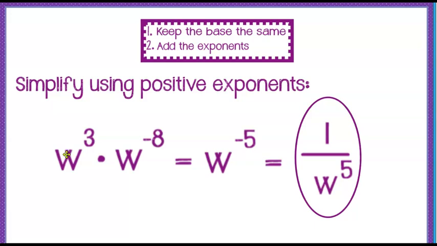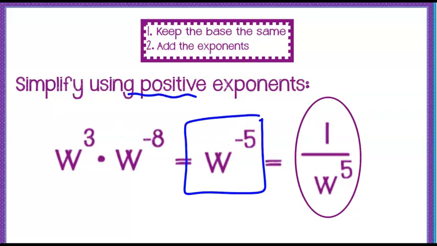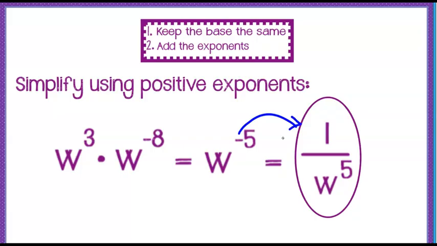In this example, when we added 3 plus negative 8, we got an answer of negative 5. And although this is correct, it didn't follow the directions. Our directions said to use positive exponents. So when we got our negative power, we had one more step to go. And if you haven't learned the rule for negative powers, it's to take the reciprocal of the base, flip it over, and make the power positive.